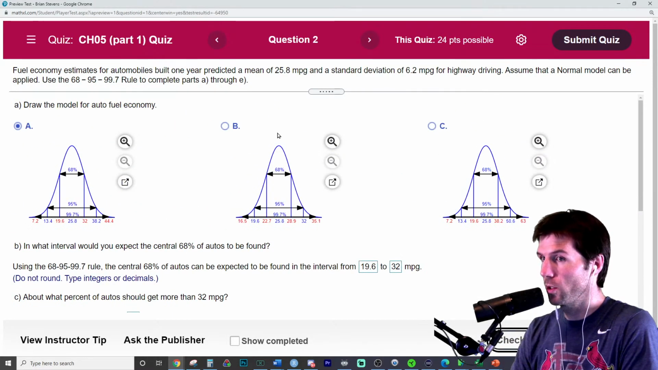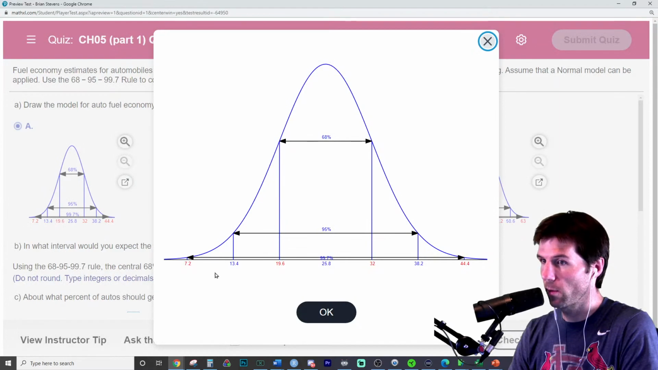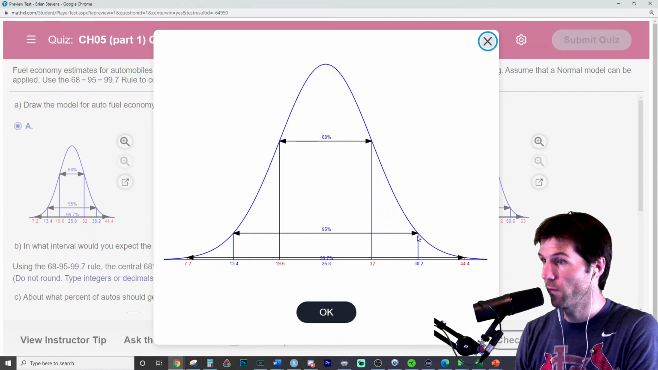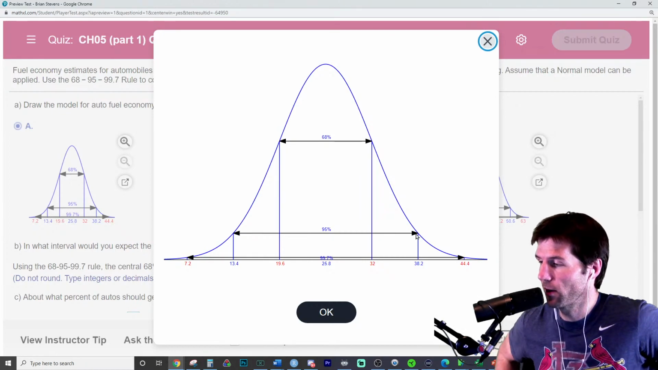If yours says the worst 2.5% of cars, then you're going to the other side of the graphic, which would be down here because this would be the lowest, the bottom 2.5%. This is the 97.5th percentile. Percentiles are on the top side of the curve.